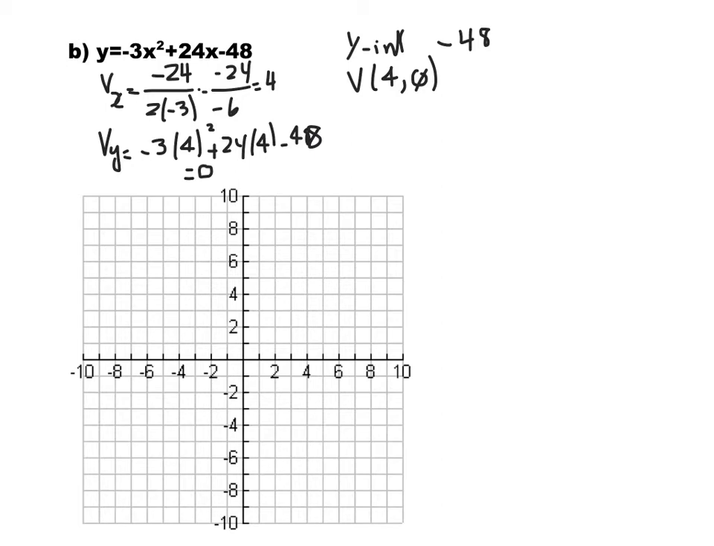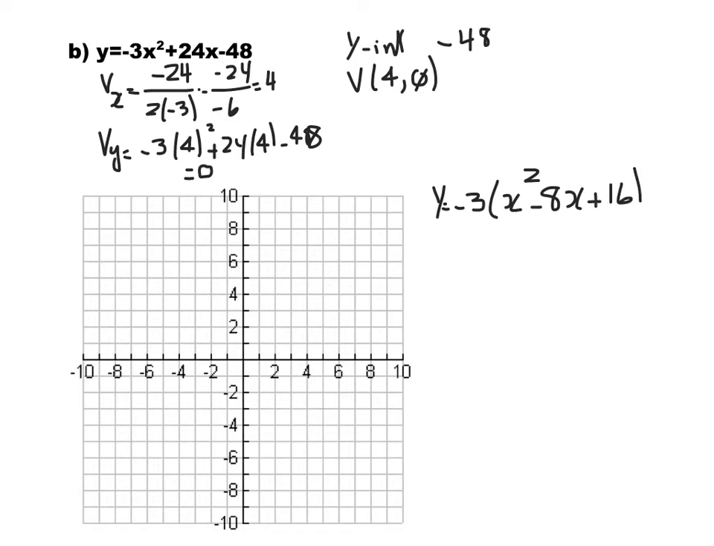Now to find the x-intercepts, or the zeros, we have to factor the equation. To do that, I know that the common factor is negative 3. So I can write this as y equals negative 3, open bracket. Negative 3x squared divided by negative 3 gives me x squared. 24 divided by negative 3 gives me negative 8x. And negative 48 divided by negative 3 gives me 16.